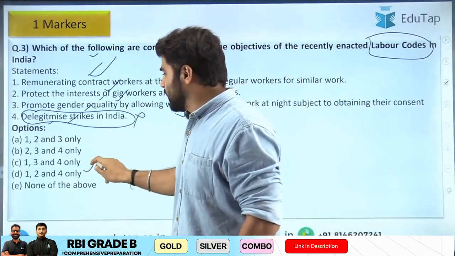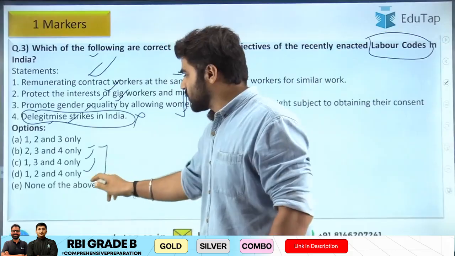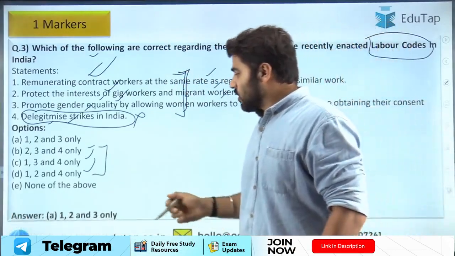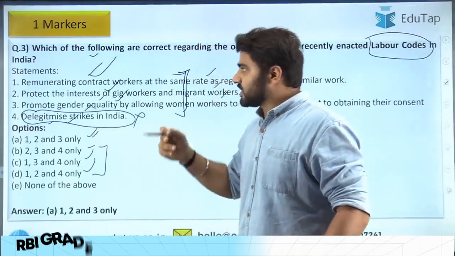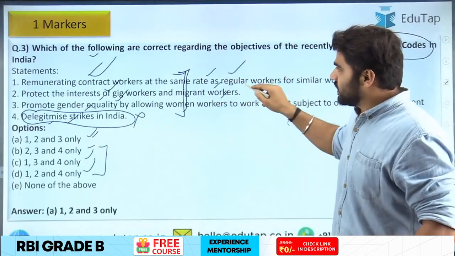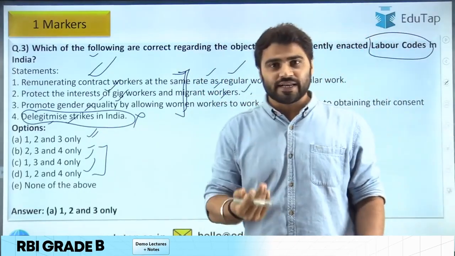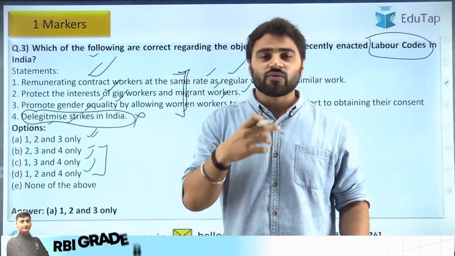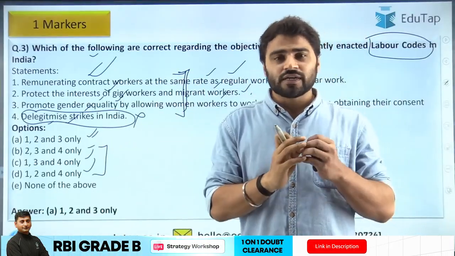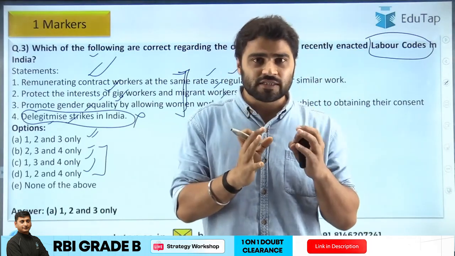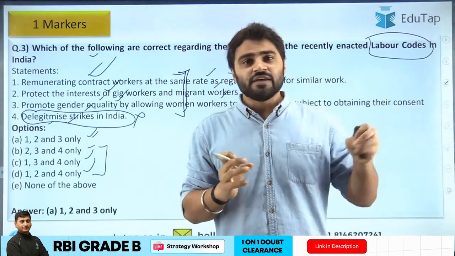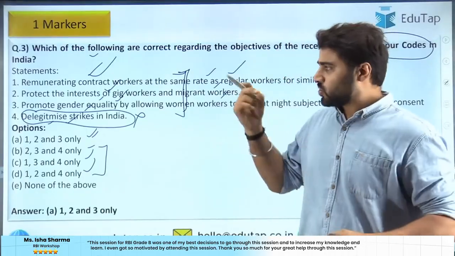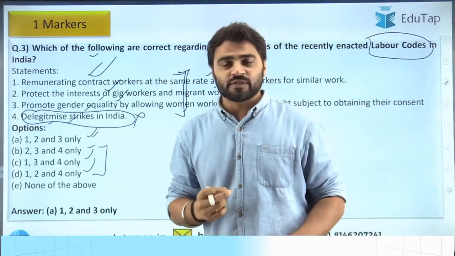And when you eliminate option number 4, you can see that 3 options out of 5 you have already eliminated. So what is the right answer? Option number A will be the right answer, because you know that statements number 1, 2 and 3 are correct. So this is how, by using the elimination technique, you have to reach the right answer, right? So you cannot always rely on your knowledge. You cannot study each and everything which can be asked in the examination. So you have to use different techniques to make the answer correct. So I hope you are getting it.